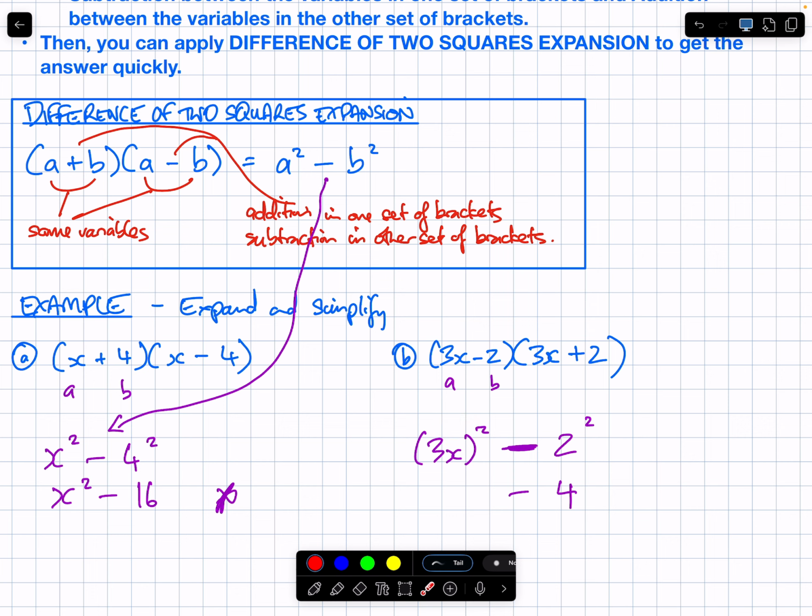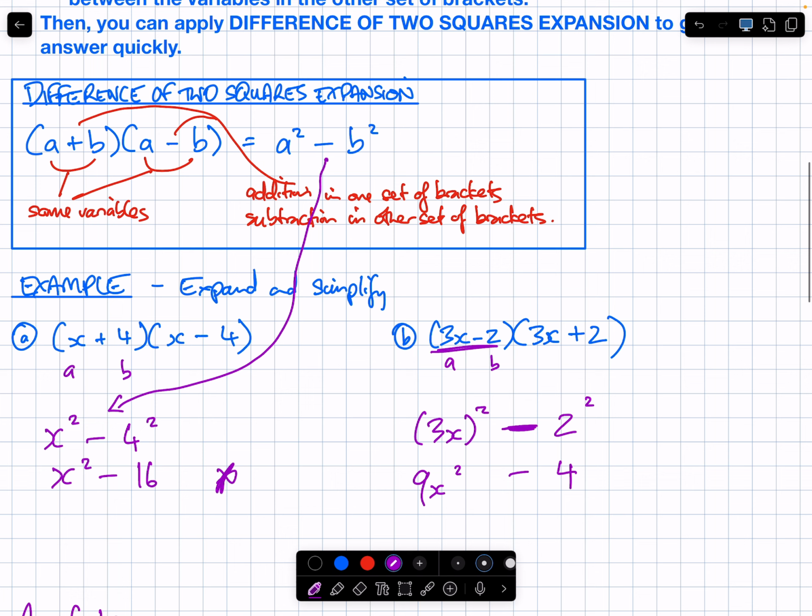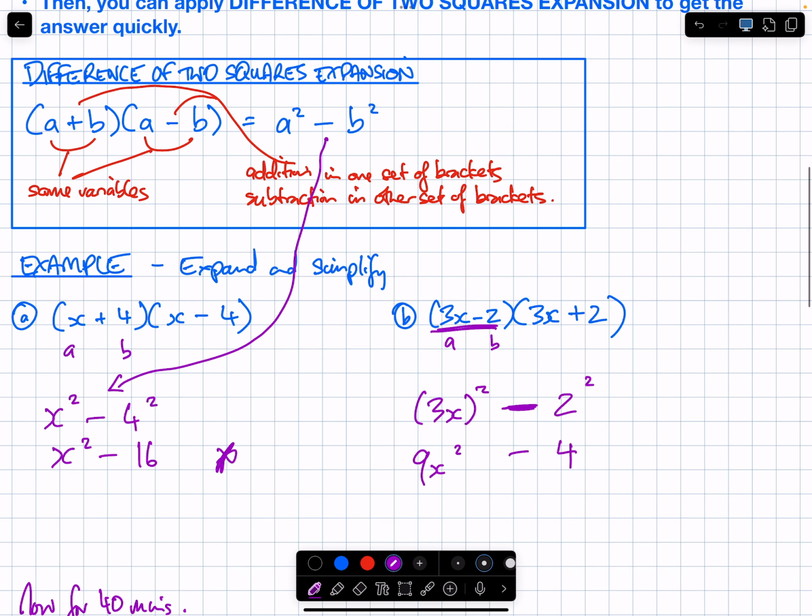So what's 3 squared going to be? 9. And what's the x squared going to be? X squared is just going to be x squared. 9x squared. So that's applying the shortcut on something slightly more complicated. 3x take away 2. Okay? Can you get that second example down, please?